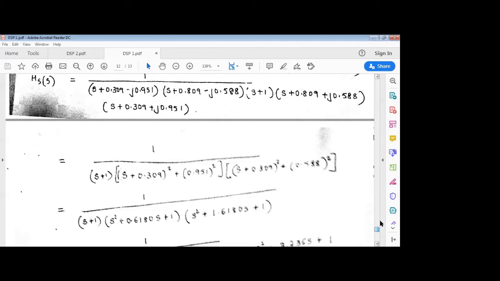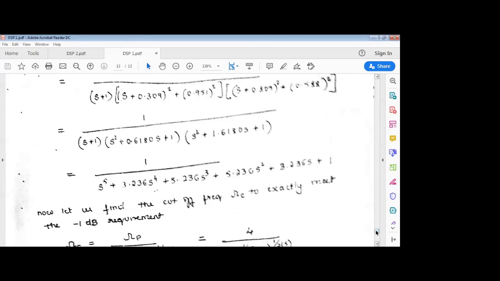1 over S to the power of 5 plus 3.236 S to the power of 4 plus 5.236 S cube plus 5.236 S square plus 3.236 S plus 1. So this is the transfer function we get after simplifying the values, that is 1 over S minus S_K, considering the left half of the plane.